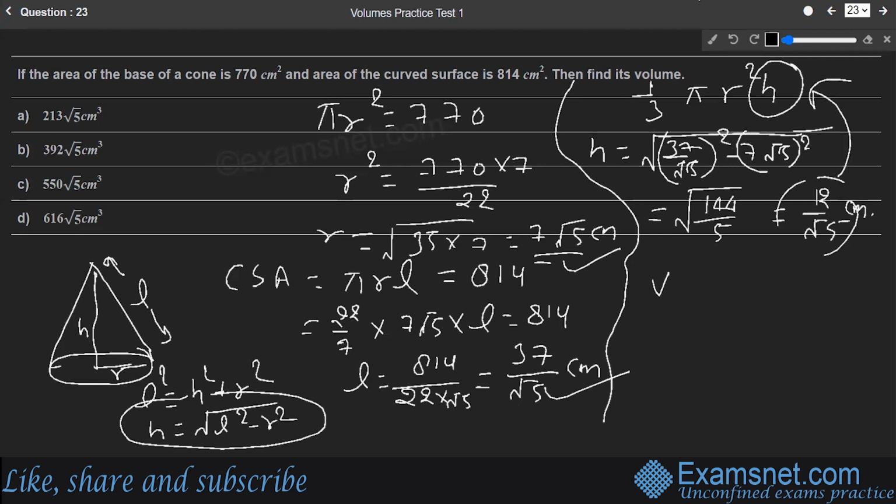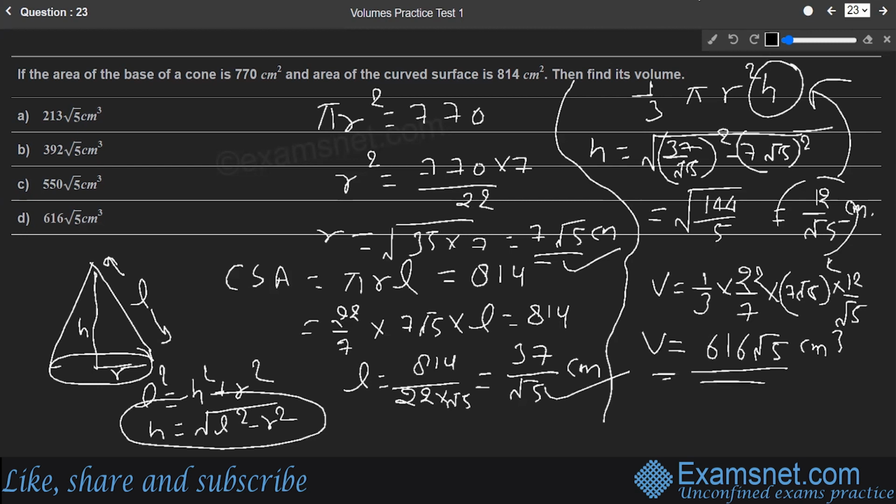Now we can put this height value into the formula of the volume of the cone. Volume of the cone is given by 1 by 3 into pi, that is 22 by 7, into r square, that is 7 root 5 whole square, into h, that is 12 by root 5. If you solve this further, this ultimately comes out to be 616 root 5 centimeter cube. So that is the ultimate volume. Let's see where it is available. It is available in option number D, which becomes the right answer.